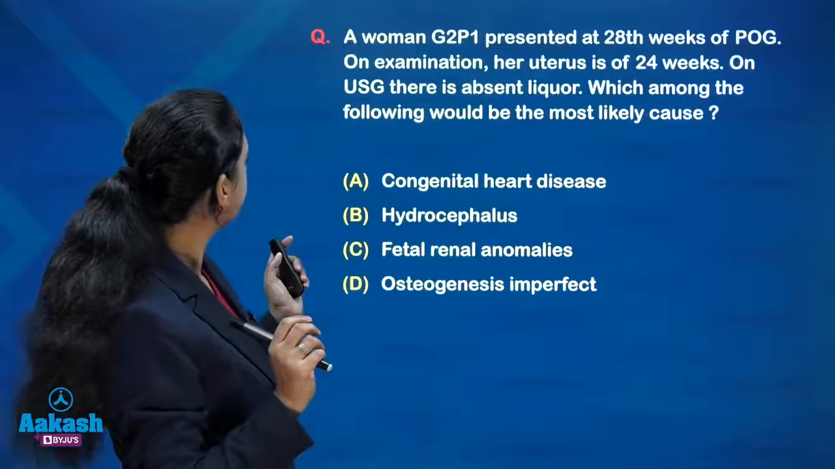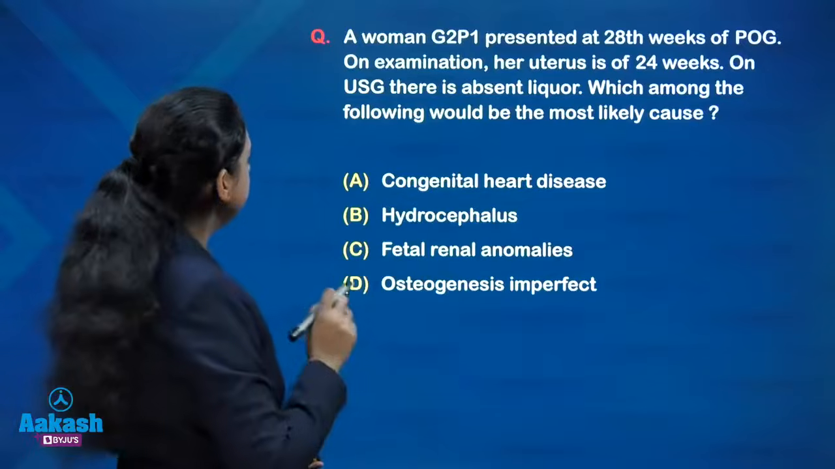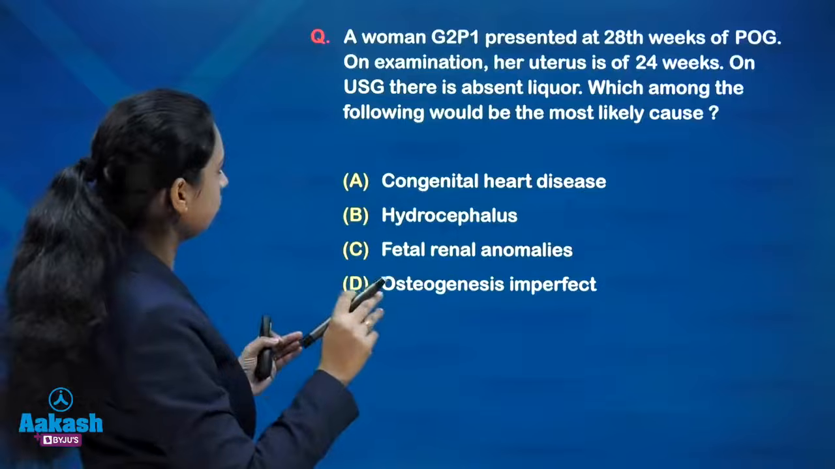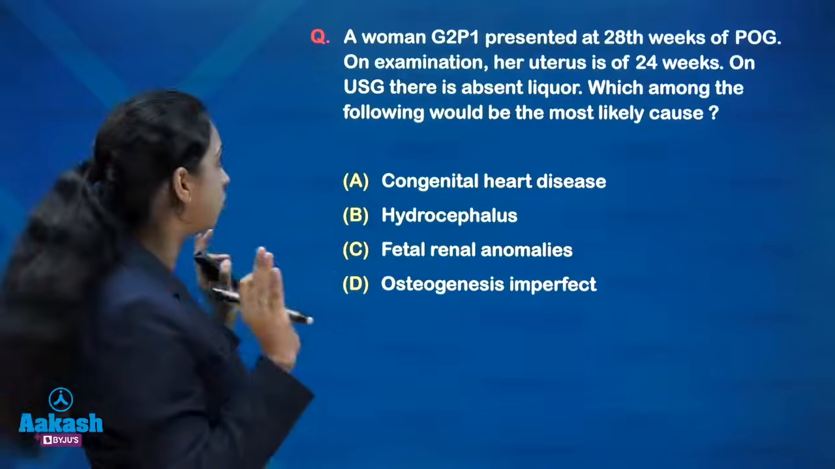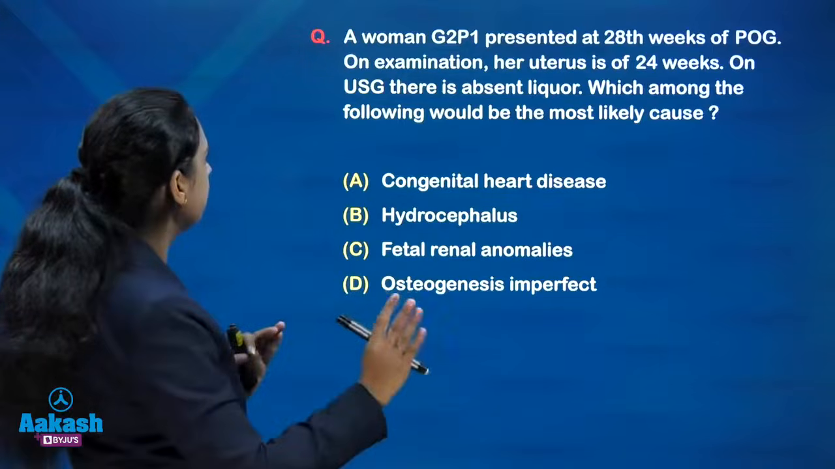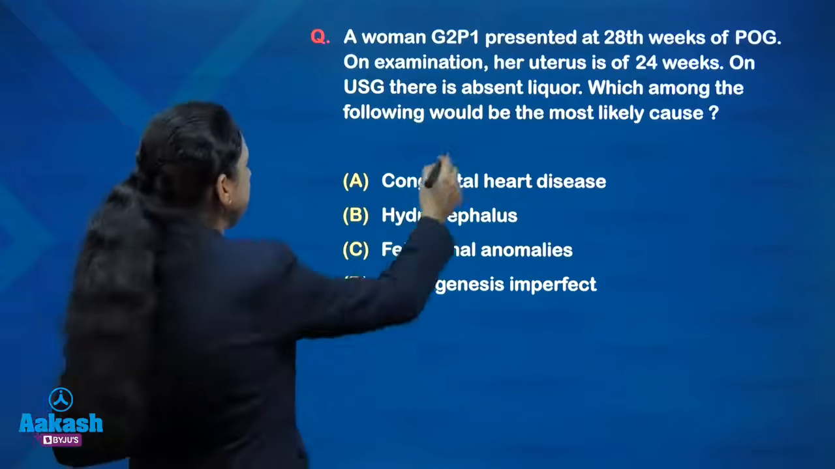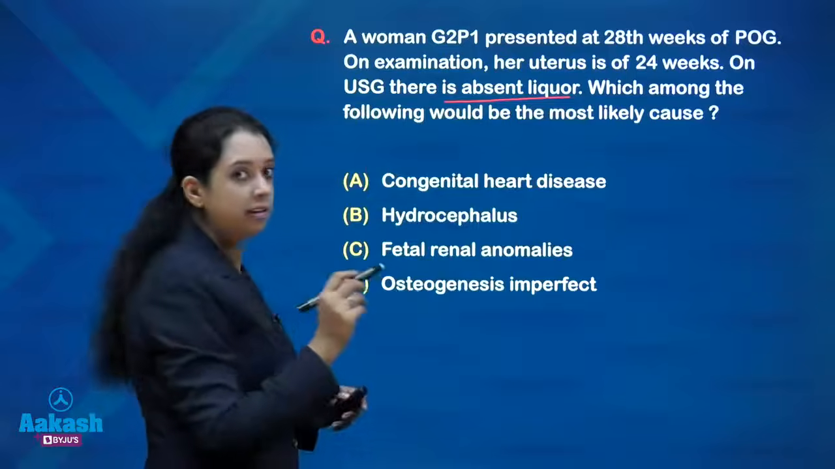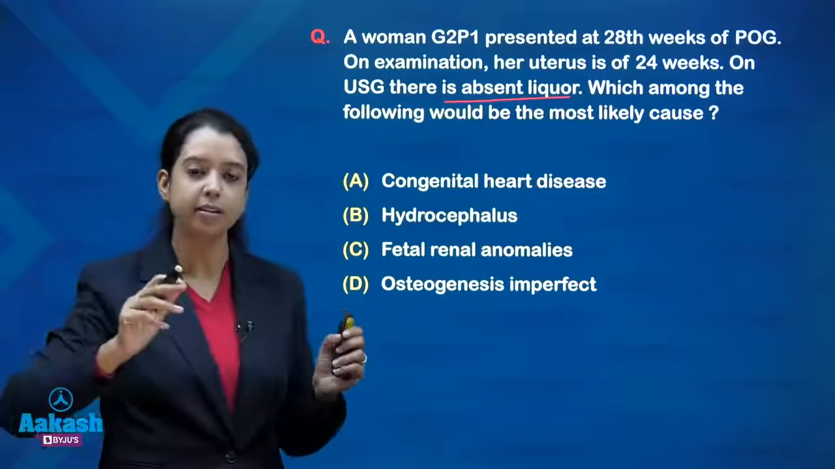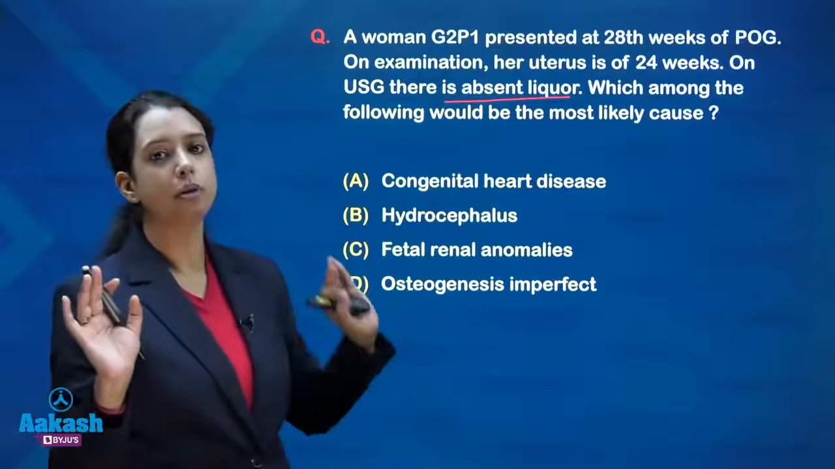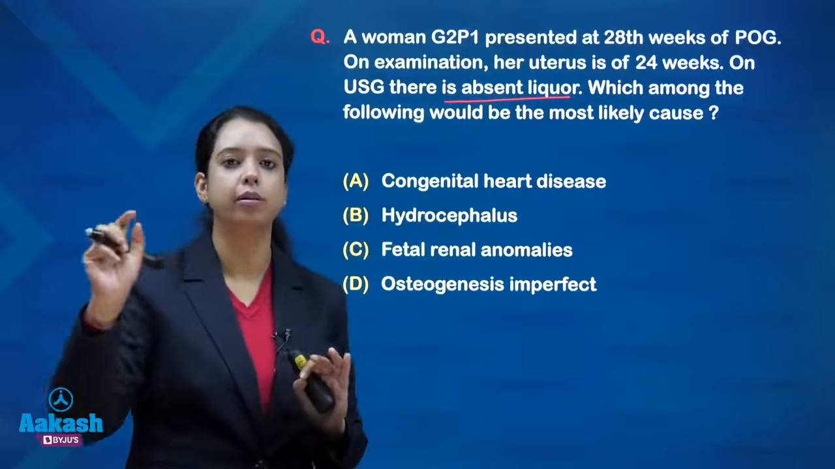Okay. Next, a woman G2P1 at 28 weeks, her uterus is 24. Okay, so it's not corresponding with the gestation. Ultrasound shows absent liquor. Which of the following will be the most likely cause? Okay, so absent liquor is there. So basically, anhydramnios they are asking. Oligohydramnios means when your single deepest pocket is less than 2 cm. Anhydramnios means when you cannot find any amniotic fluid pocket.